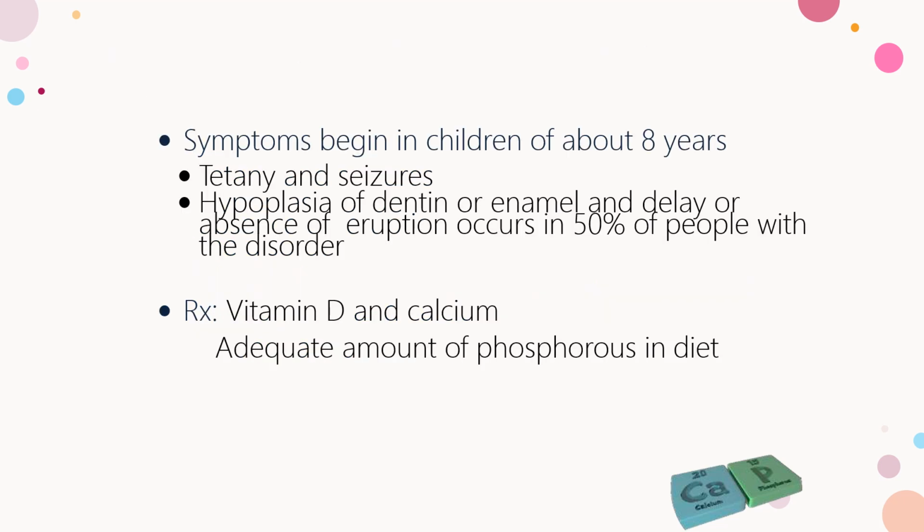Symptoms begin in children of about 8 years, and the symptoms are tetany and seizures or convulsions, hypoplasia of dentin or enamel, and delay or absence of eruption occurs in 50% of people with the disorder. And the treatment for this condition is vitamin D and calcium, and an adequate amount of phosphorus in the diet. So this is pseudohypoparathyroidism, which begins in children of about 8 years. The symptoms are tetany and seizures and hypoplasia of dentin. And the treatment will be supplementation of vitamin D and calcium, and also phosphorus in the diet.